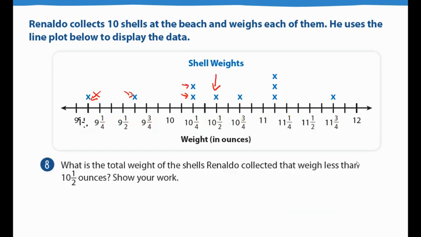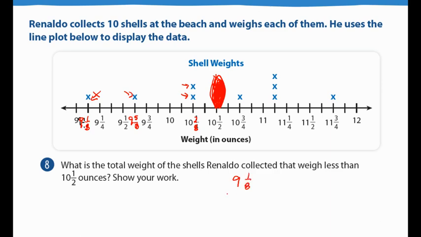I know you guys have already done this, so I'm going to go ahead and make my fractions all the same here. That'd be 9 4/8, 9 5/8, and then this would be 9 and 1/8 here. So it says, what is the total that he collected that weighed less than 10.5 ounces? So here's 10.5. We don't use it because it says less. So we are only looking at the 4 with arrows on them. So I'm going to add all of those together.